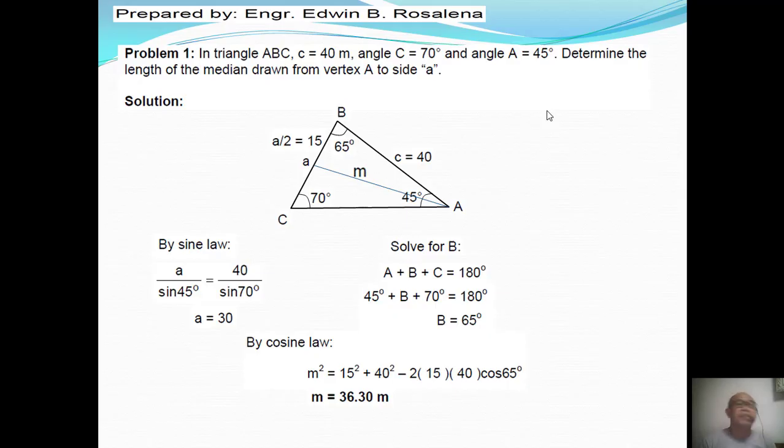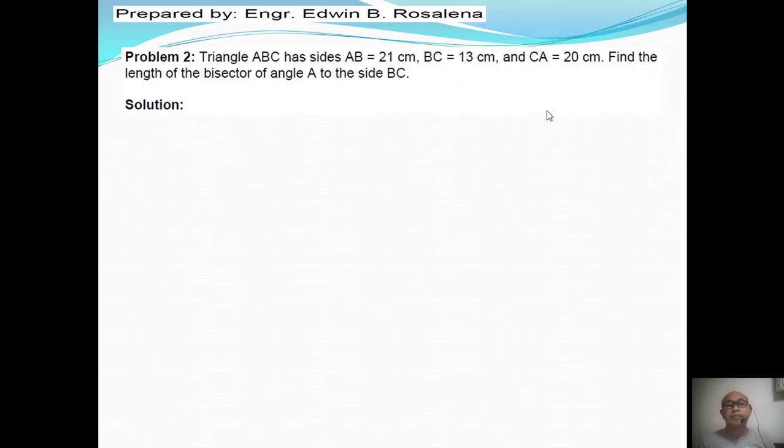Okay, so that is problem number 1. Problem 2, we have here. Triangle ABC has sides AB equal to 21, BC equal to 13, then CA equal to 20. Find the length of the bisector of angle A to side BC.